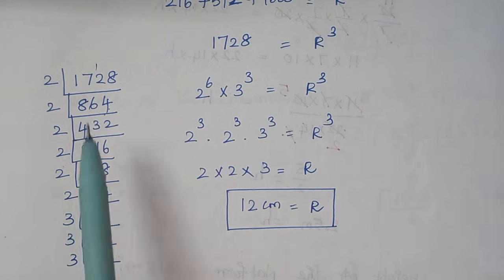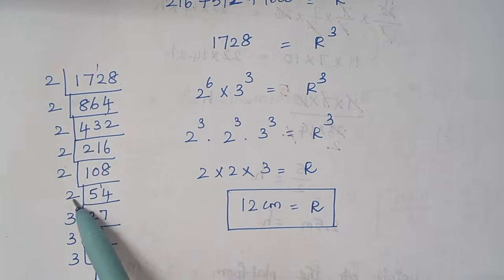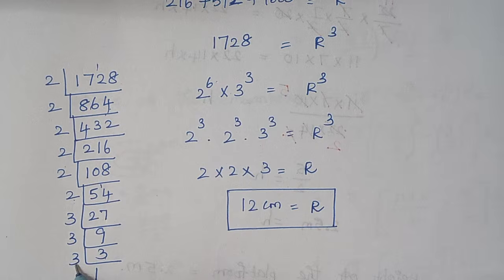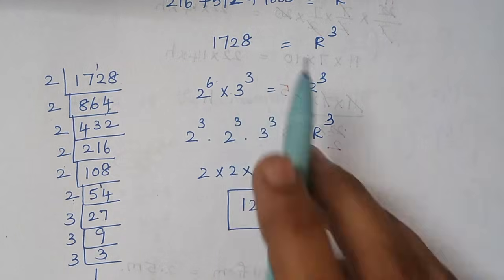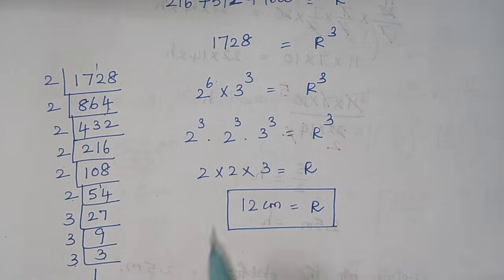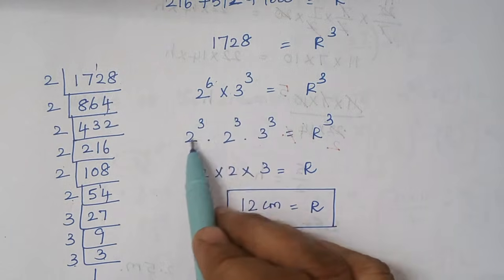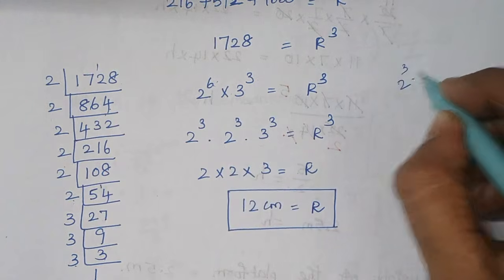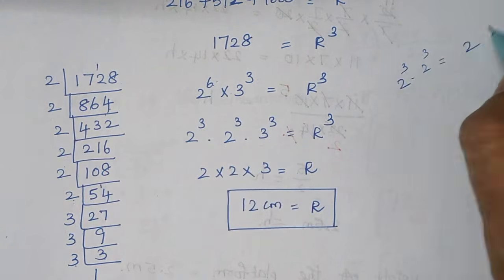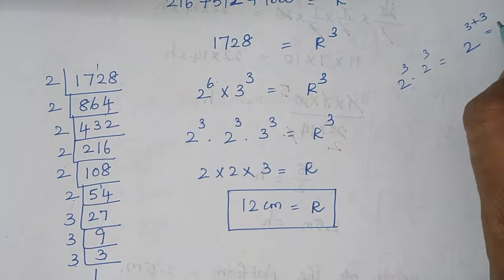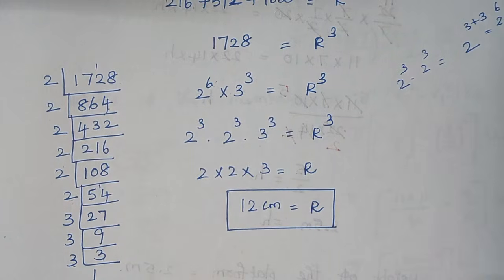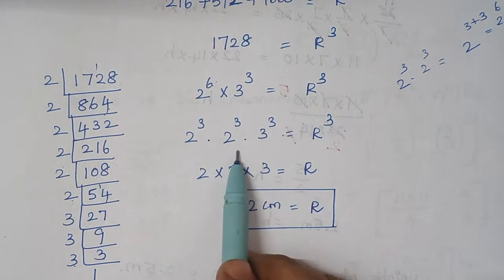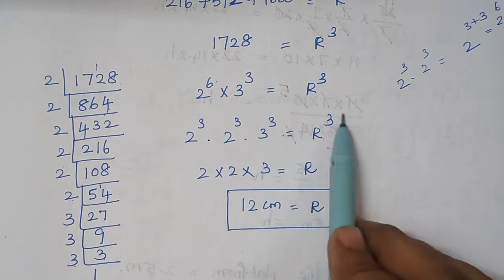Now after doing this, just combine these terms and write. You see how many 2 we have? 1, 2, 3, 4, 5, 6, right? So 2 to the power 6. And how many 3 I have? I have 3 3s. So 3 to the power 3, 3 cube, right? Now again, this 2 to the power 6 can be written as 2 to the power 3 into 2 to the power 3, right? Because 2 to the power 3 into 2 to the power 3 can be written as 2 to the power 3 plus 3, which is nothing but 2 to the power 6. Right. So I am splitting this 2 to the power 6 as 2 cube into 2 cube, into 3 cube is equal to r cube.